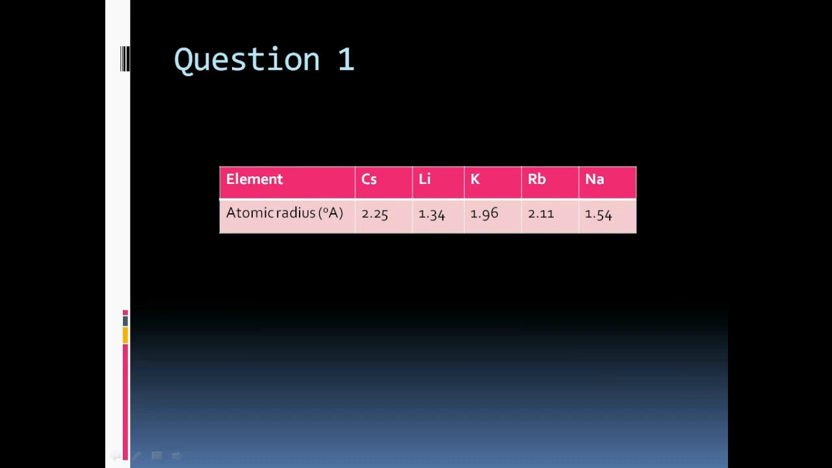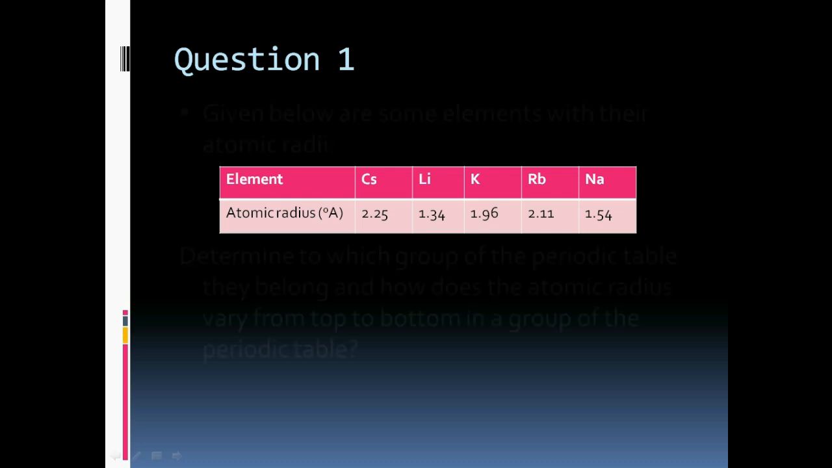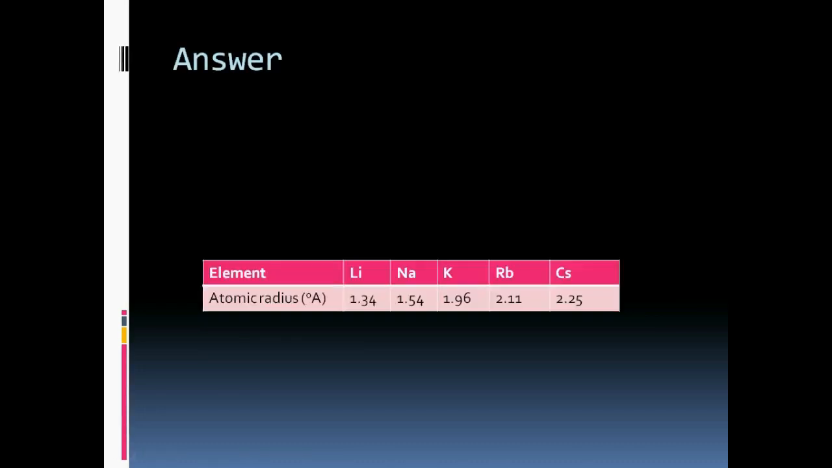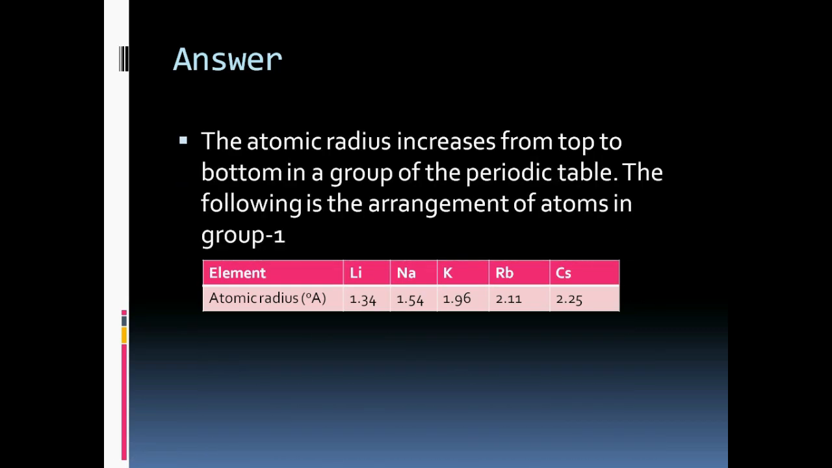The question is, given below are some elements with their atomic radii. Table you can see. Determine which group of the periodic table they belong to and how does the atomic radius vary from top to bottom in a group of the periodic table. And the answer is, the atomic radius increases from top to bottom in a group, and therefore the arrangement is given in the table.